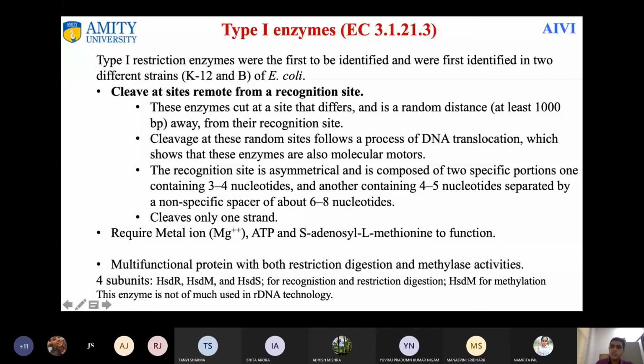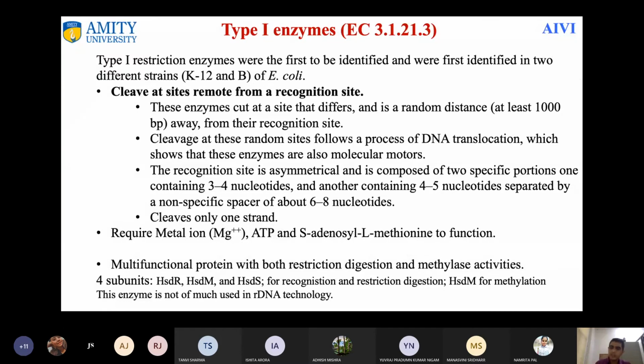There is DNA translocation, which shows that enzymes are also molecular motors. Translocation means your enzyme is moving from one location to another location, so it is a molecular motor. Then the recognition site is asymmetrical. What does this asymmetry mean? It means that on one strand it may be 3 nucleotides long, and on the other strand it may be 4 to 5 nucleotides long. So the recognition sequences on both strands are not similar.